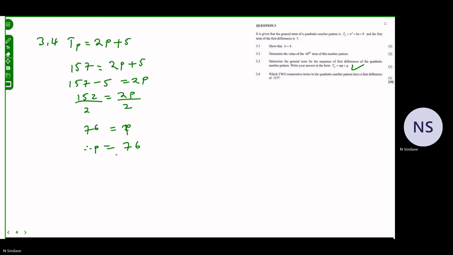Then those two terms, when you subtract them, will give you this difference. It will be T76 and T77. That is how you're going to do it.